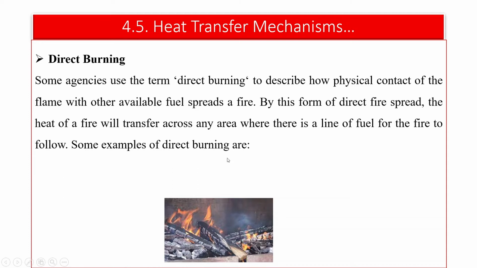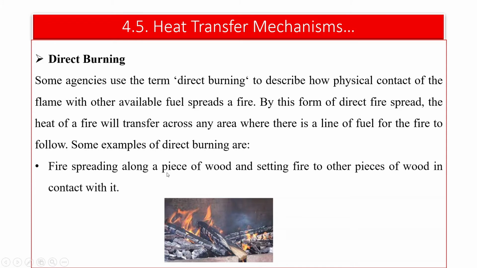Some examples of direct burning are fire spreading along a piece of wood and setting fire to other pieces of wood in contact with it. So if you have another piece of wood and you place it here, there is a transfer of energy from one to the other, so it follows the line of fuel.